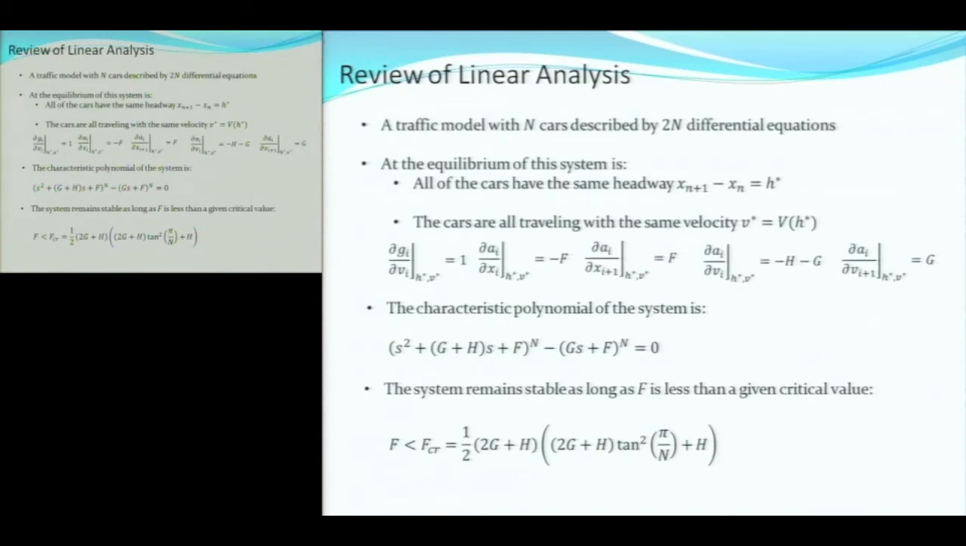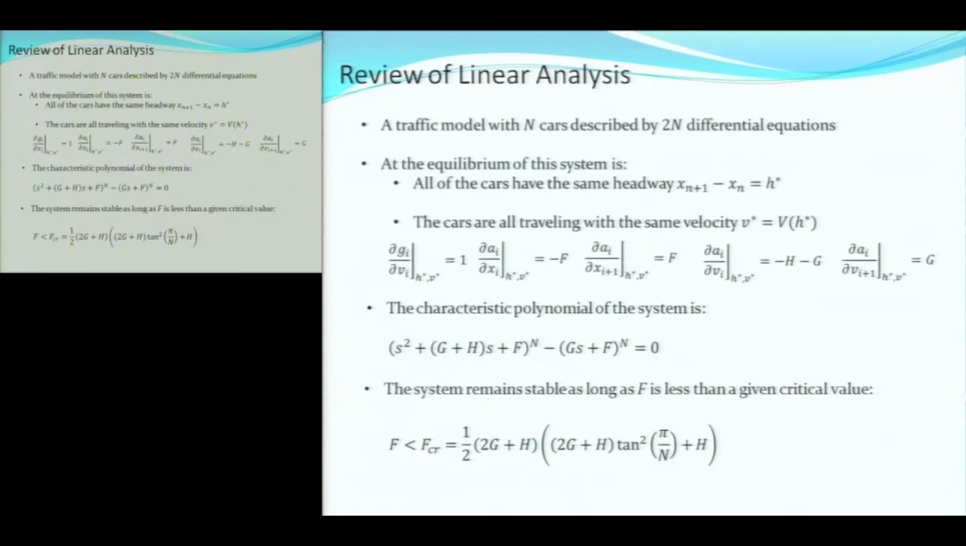You can get this distance by taking the length of the road, subtracting the lengths of all the cars, and then dividing that by the number of cars. So all of the cars have the same headway, but also all of the cars have the same velocity at equilibrium, which will be denoted by v star. And we can get this by plugging in this h star that we got earlier into the optimal velocity model.